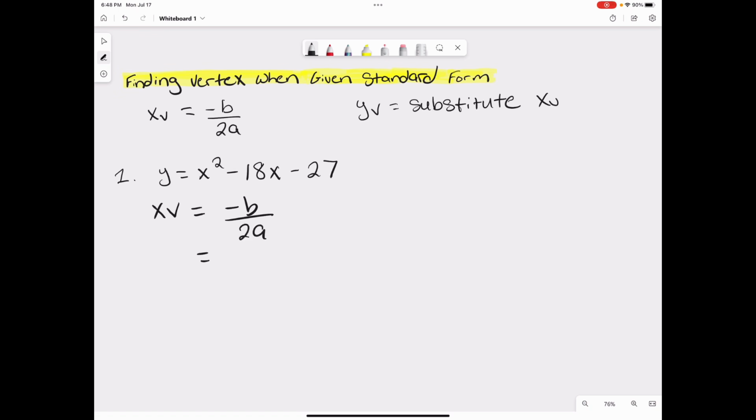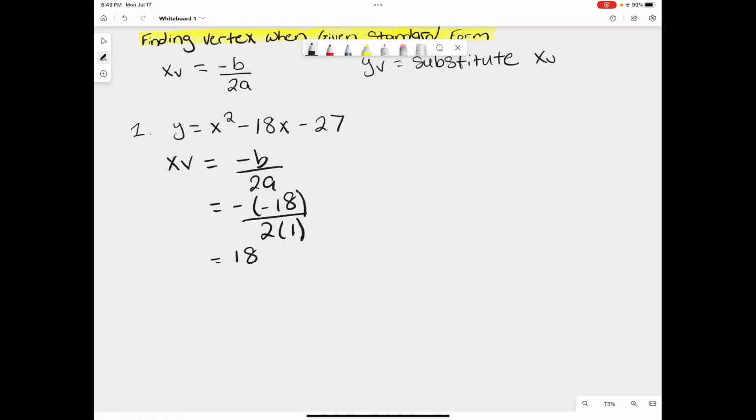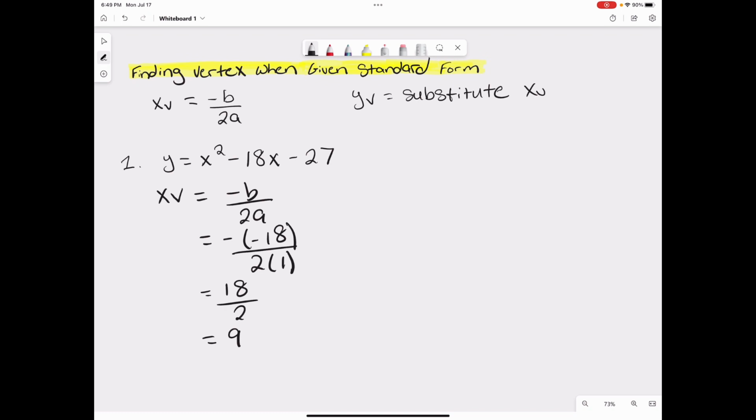So the b value is negative 18, and the a value is the 1 in front of the x squared. Now 2 negatives become a positive, so this becomes 18 over 2, and then the x value becomes 9. Then we're going to substitute 9 into the original equation. Just going to write that out here.